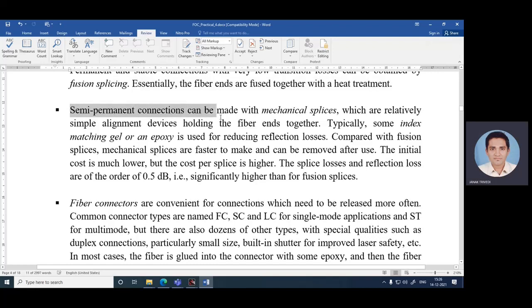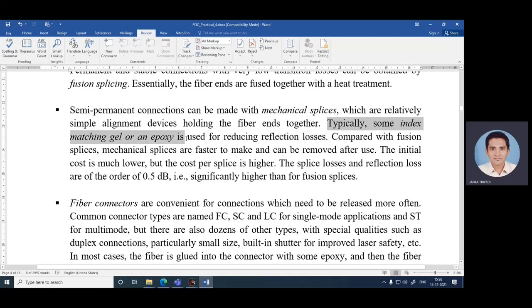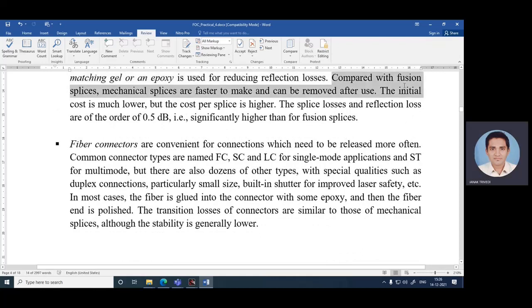Semi-permanent connection can be made with mechanical splices, which are relatively simple alignment devices holding the fiber ends together. Typically, some index matching gel or an epoxy is used for reducing reflection losses. Compared with fusion splices, mechanical splices are faster to make and can be removed after use. The initial cost is much lower, but the cost per splice is higher.